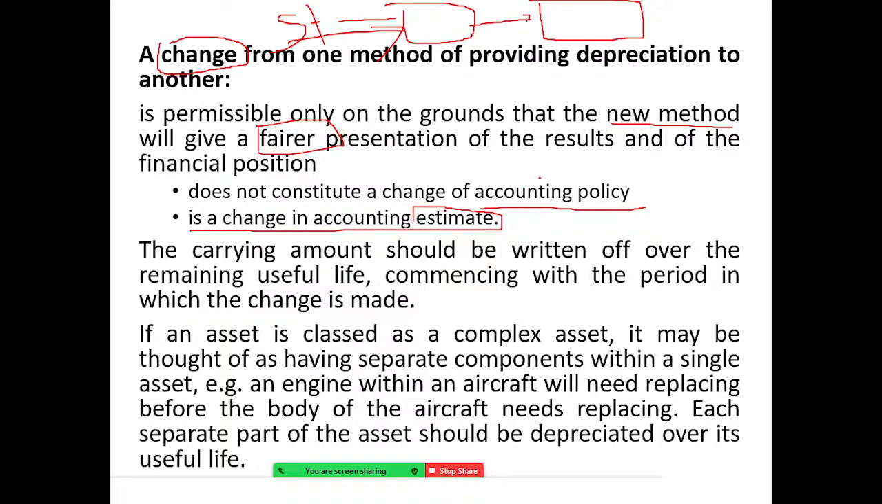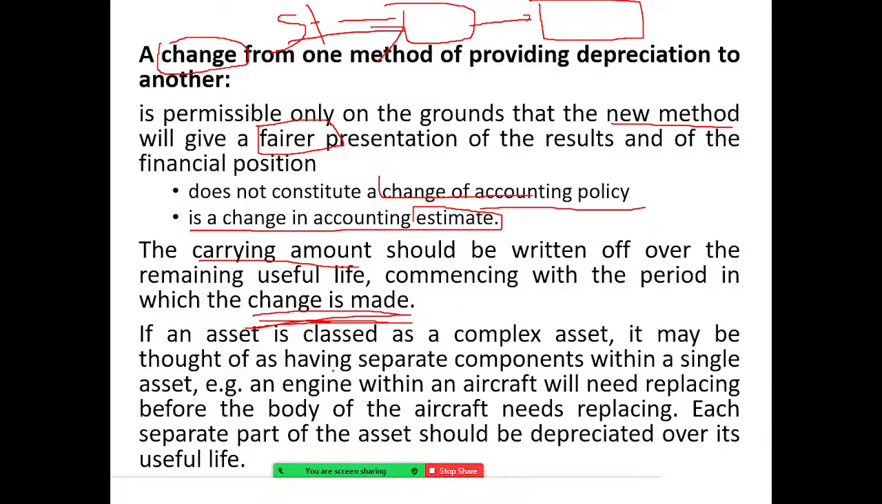It is not an accounting change in accounting policy, rather it is considered as a change in accounting estimates. The carrying amount should be written off over the remaining useful life, commencing with the period in which the change is made. So the new depreciation starts from the commencing date, with the period in which the change is made. On that date they have to find the carrying amount, and it should be written off over the useful life.